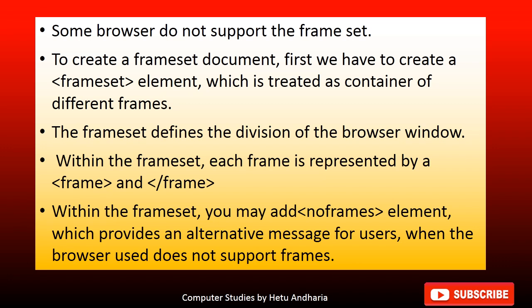Now how to create the frameset? To create a frameset document, first we have to create a frameset element which is treated as the container of different frames. The frameset defines the division of the browser window. Within the frameset, each frame is represented by the frame and /frame tag. Within the frameset, you may add a noframes element, which will provide an alternative message for users when the browser used does not support frames. That is, if the browser is not supporting this frameset element, then the user should be shown something, no? So if you use this element, that is noframes, then it will display the no frames message.